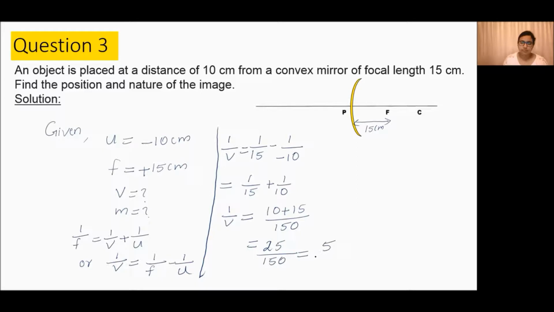5 divided by 30, or V is equal to 30 divided by 5 gives you 6 centimeter. So V is a positive value.